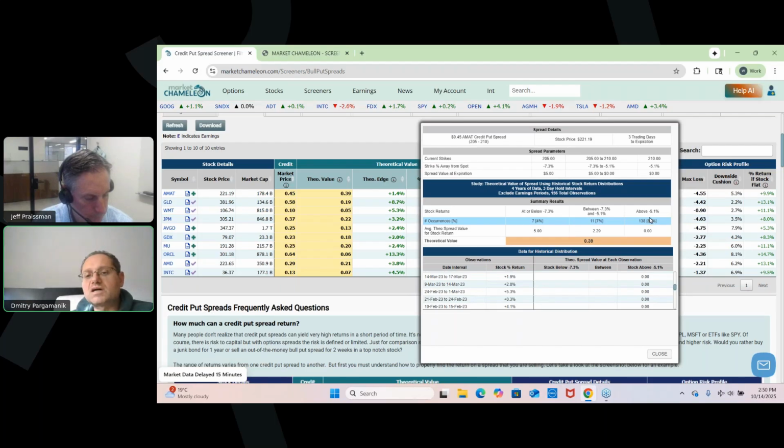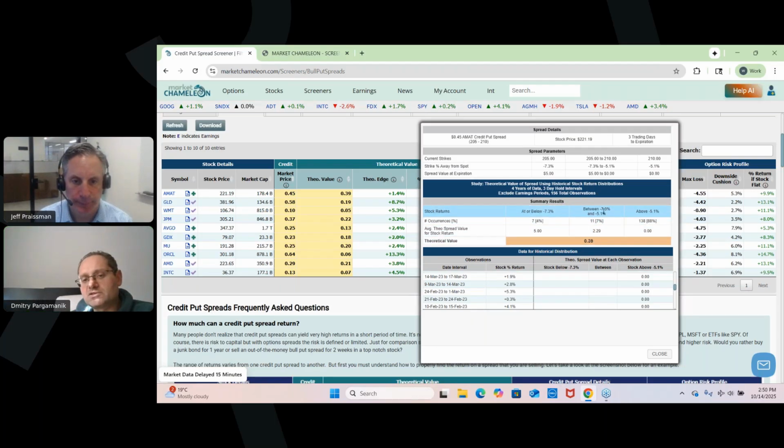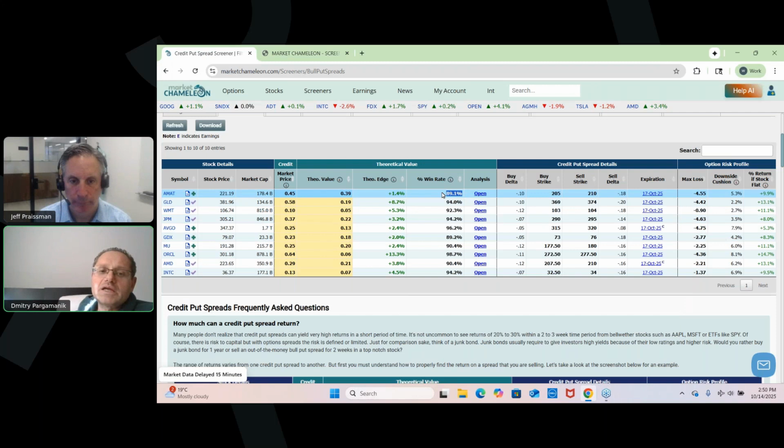So this was 88% of the time it was above here. In between, it happened 7% of the time. In between, it could still be a win, because it could be worth less than 45 cents. And then 4% of the time, it went down by enough to make it worth $5. So given all that, that's how we come up with the 89%, right? We're going through those scenarios, going through our data.